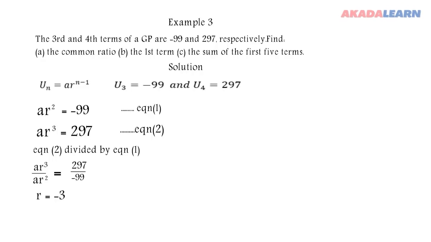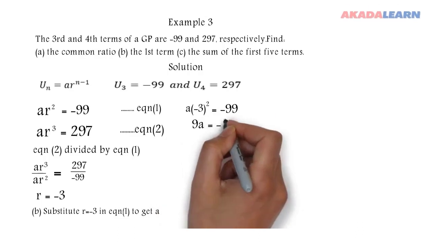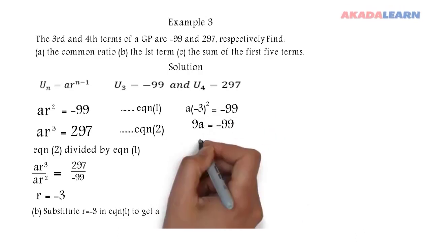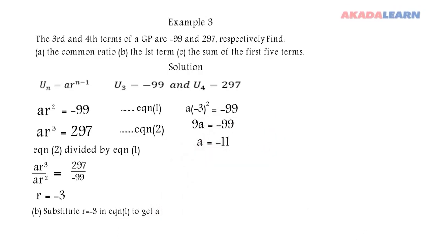Now to get our first term, we are just going to substitute this value of r into equation 1 and simplify. So let's do that. We have a(-3)^2 equals -99. (-3)^2 is 9. 9 times a is 9a. So we divide both sides by 9. We have our a to be -11.